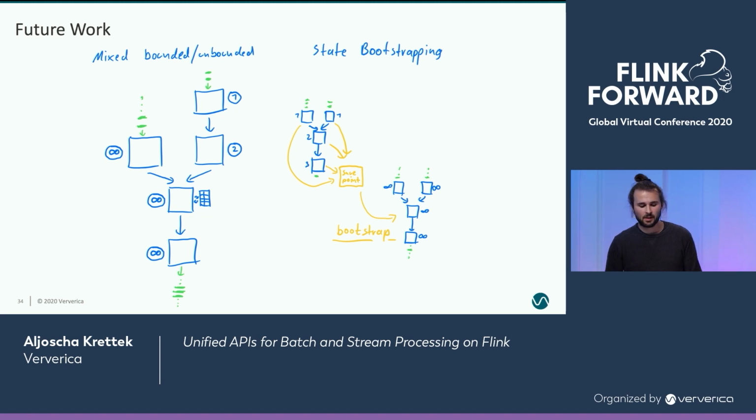Another interesting thing that we have been thinking about for a long while is state bootstrapping, where you might want to use a batch job in batch execution mode and create a savepoint from that, and use that savepoint to bootstrap the state of a stream processing application. So to bootstrap the state from historical data and then switch over to processing real-time data.